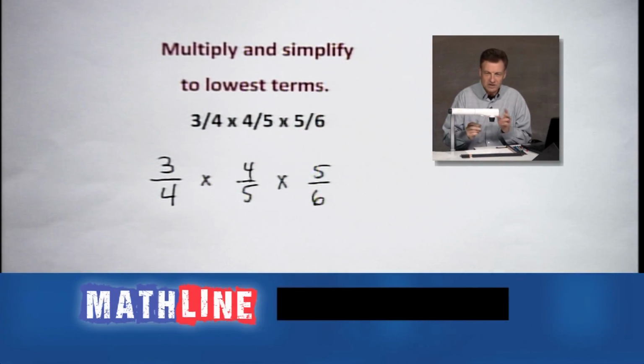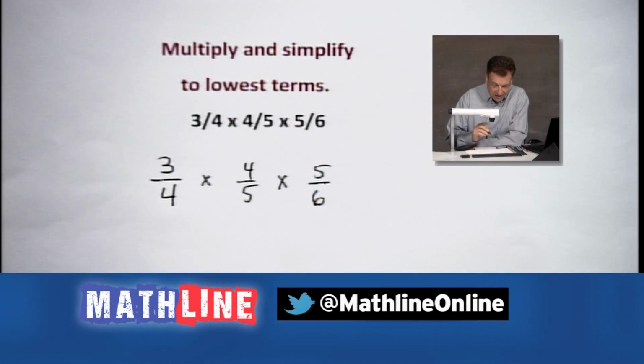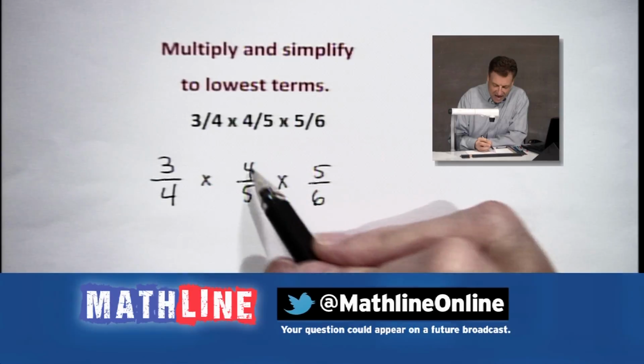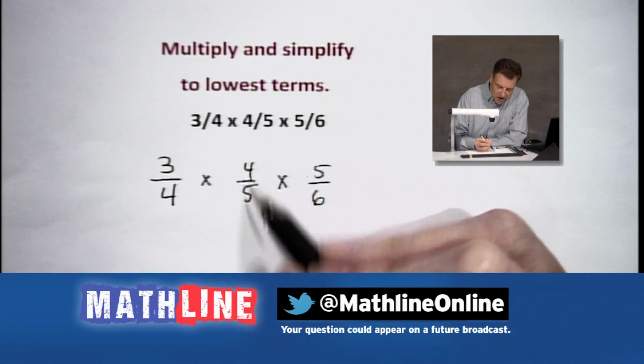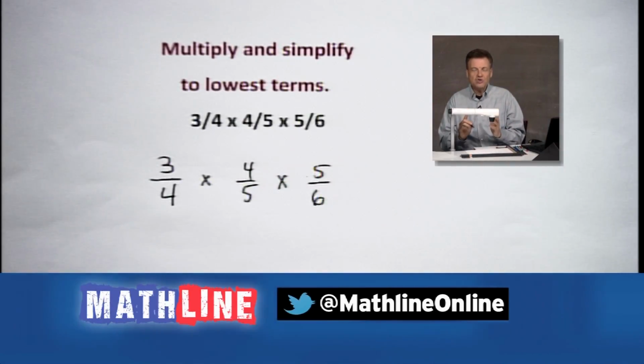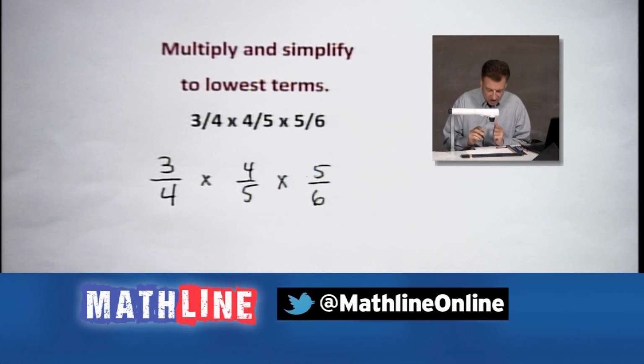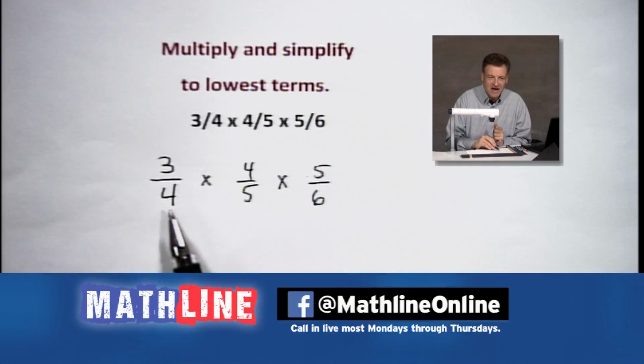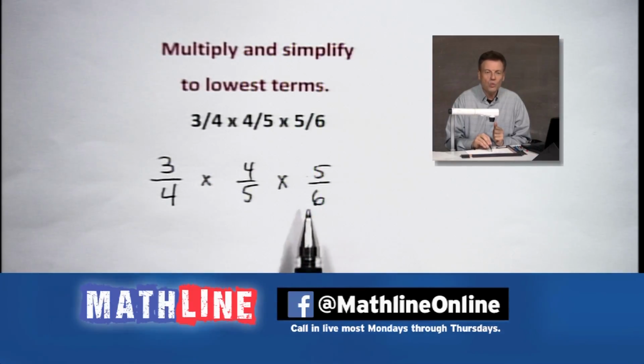We can do that. Remember, you can cancel on the diagonal. You can cancel vertically. The one thing you cannot do is cancel horizontally. In other words, I can't cancel the 4 and the 6 out here and say, oh, 2 divides into both of those. No, no, no. We have to work from a different angle here.